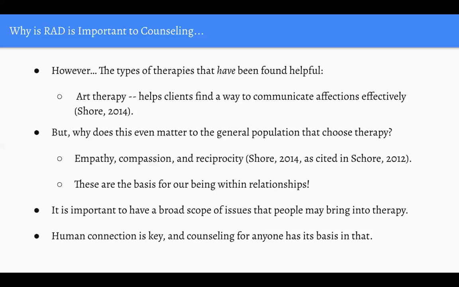So when approaching counseling, because people are intensely unique, it is also important to understand that human connection is the key. So in conclusion, that is why reactive attachment disorder is important for any type of therapy. Now moving on to Margot and her analysis of reactive attachment disorder in minority populations.